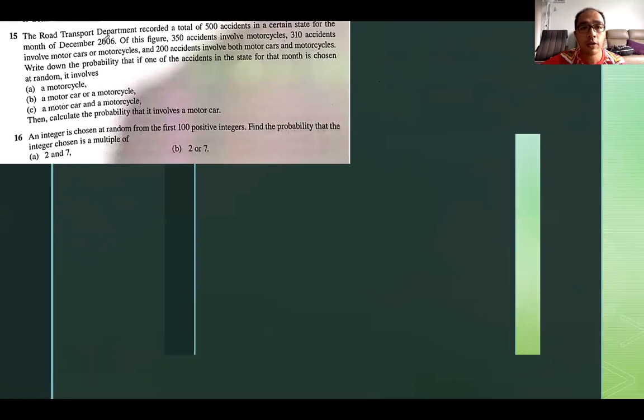Question number 15. The Road Transport Department recorded a total of 500 accidents in a certain state for the month of December 2006. 350 accidents involve motorcycles, 310 accidents involve motor cars or motorcycles, 200 accidents involve both motor cars and motorcycles. Write down the probability that if one of the accidents in the state for that month is chosen at random, it involves a motorcycle. So let's take a look. How many involve motorcycle only? So it's 350 over 500.